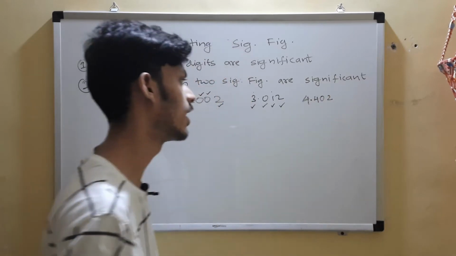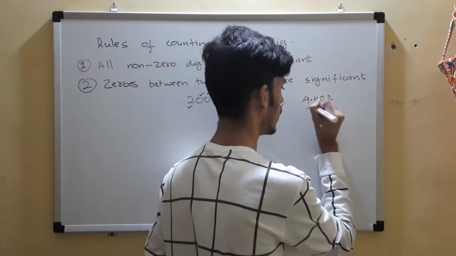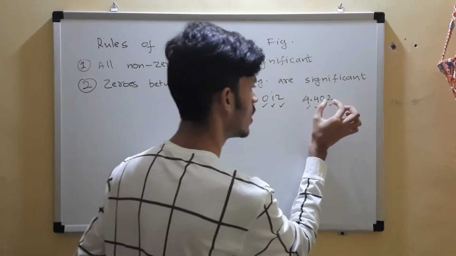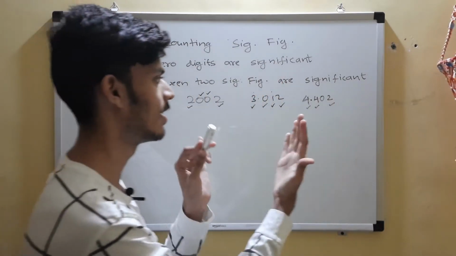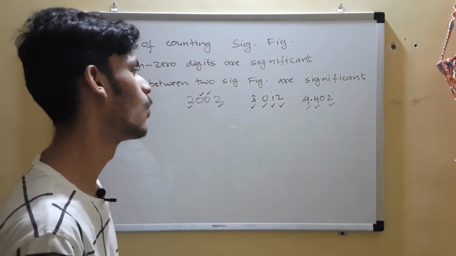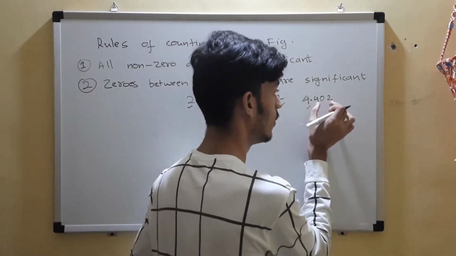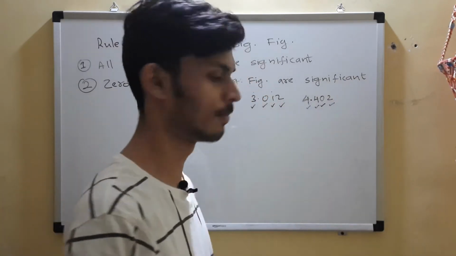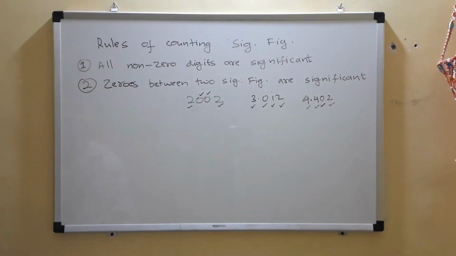4.402. Let's take that. So this 4 is significant, this 4 is significant, this 2 is significant. Now this 0 is sandwiched between, you can say it's squeezed between those two non-zero numbers. So this 0 also becomes significant, right? So easy examples.